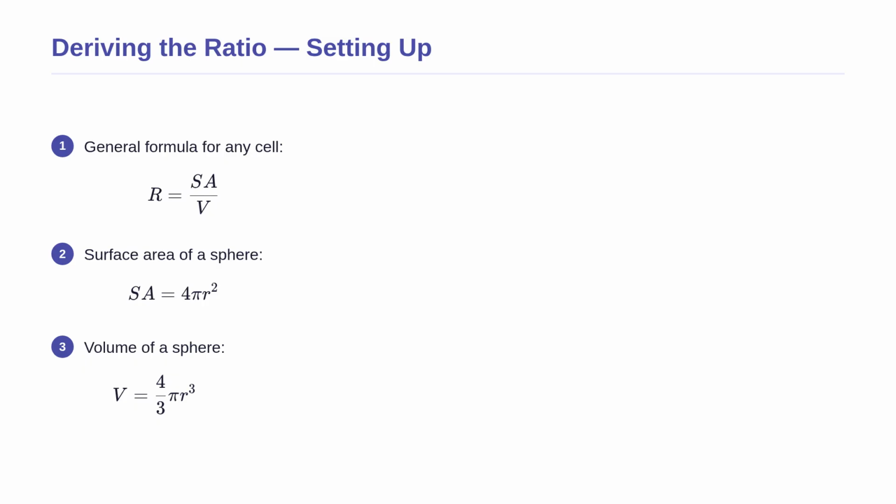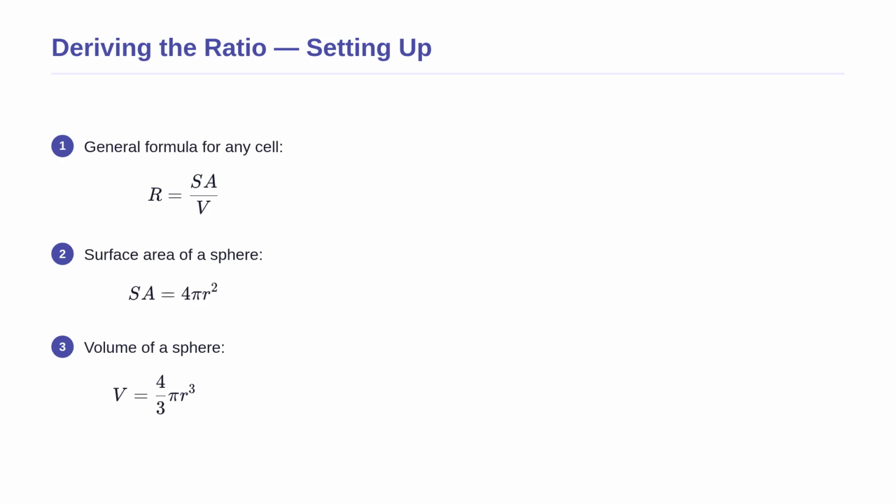Now that we have used this formula to see the crisis large cells face, let us understand where it comes from. We are going to derive the simplified formula we just used. We start with the fundamental definition. The ratio R equals the total surface area divided by the total volume.